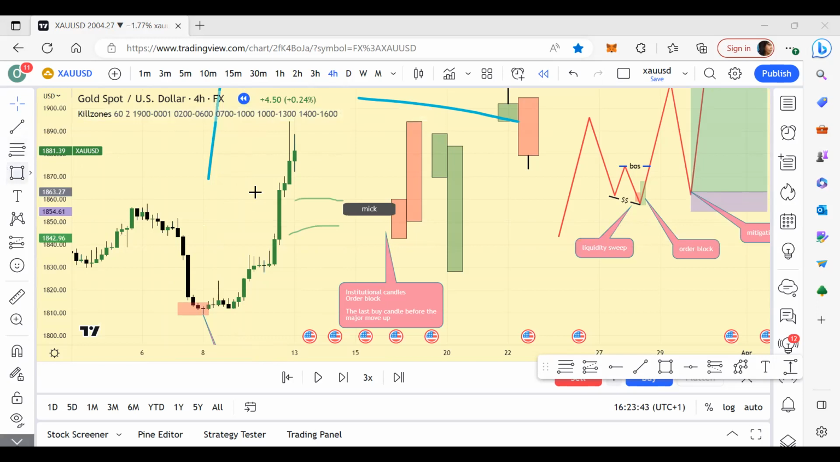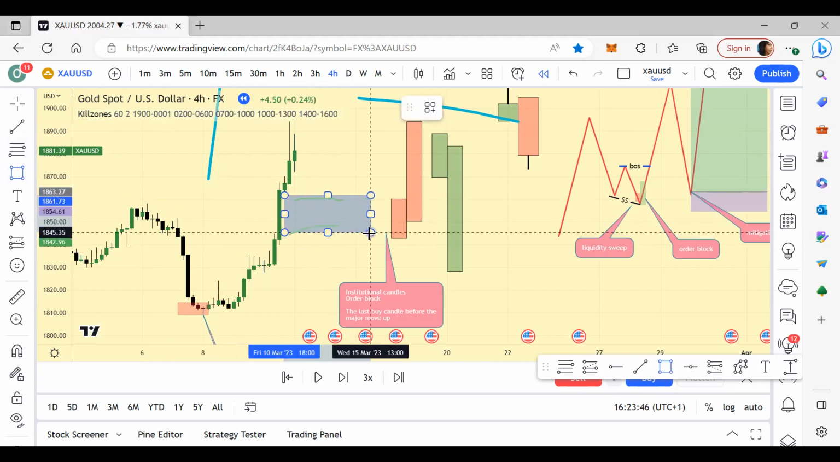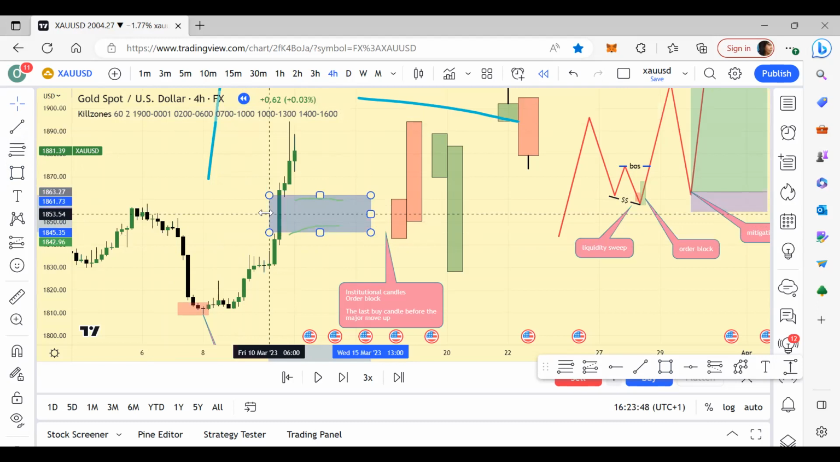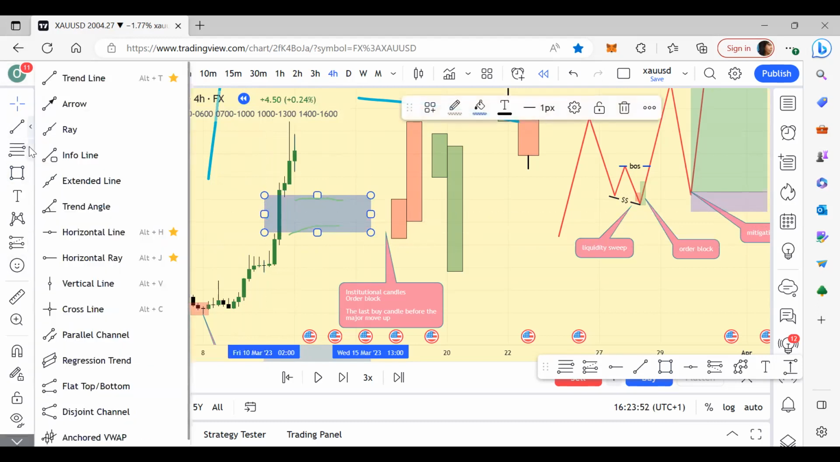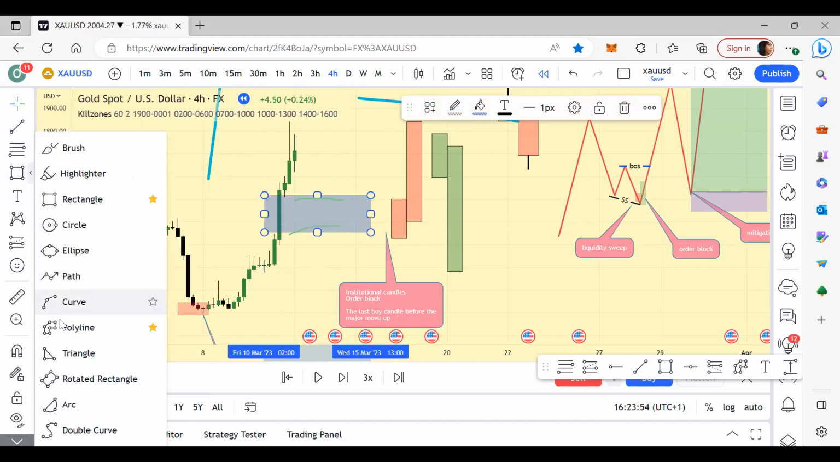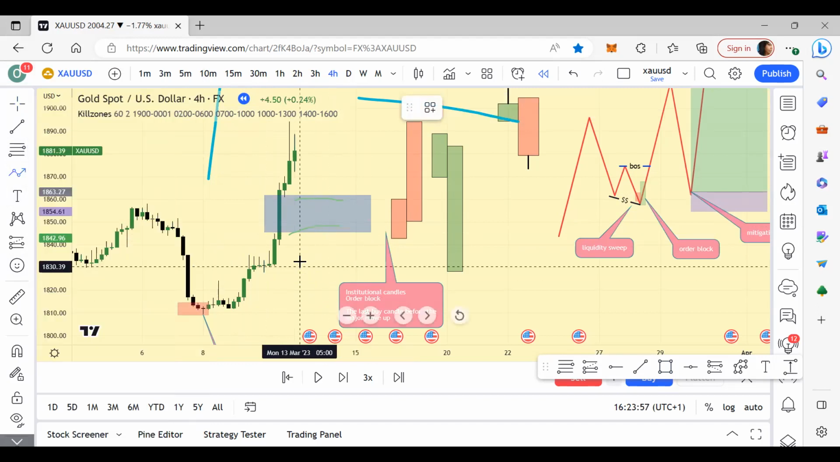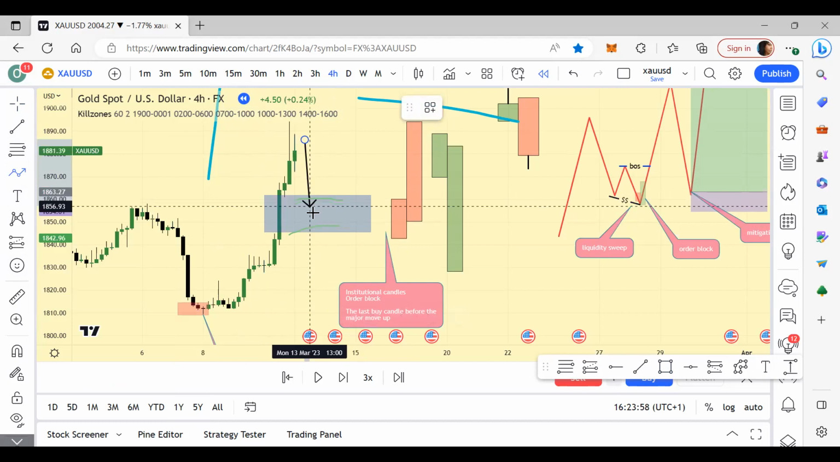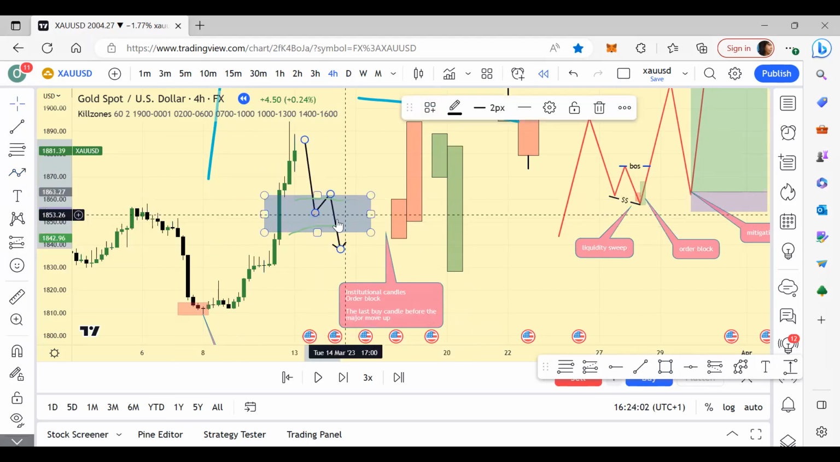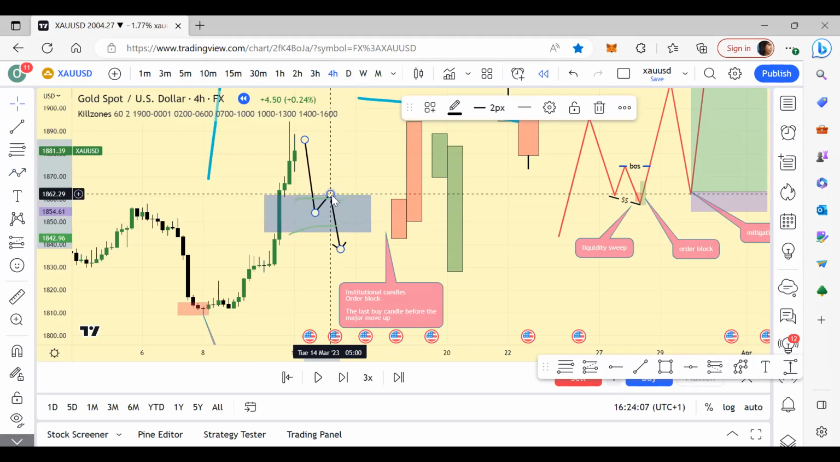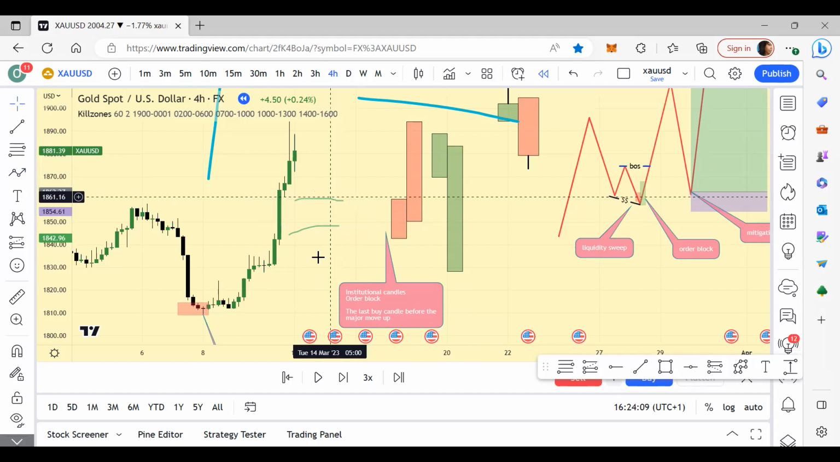Exactly. Okay. Yes, exactly. The imbalance is between here and there. But if price decides that it wants to now come and fill it up, like the candles come down, it will no longer be an imbalance because it's already been filled up. Yeah? Good.